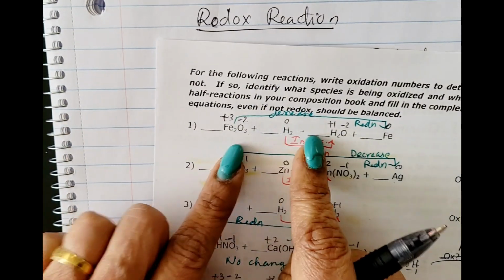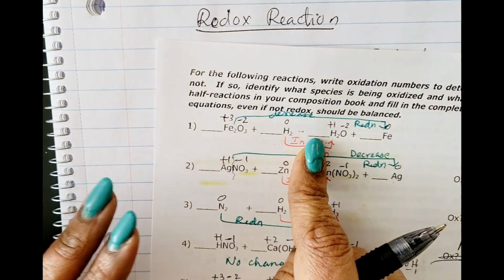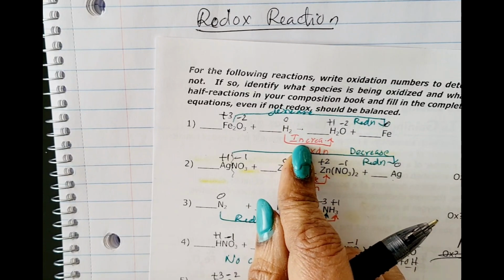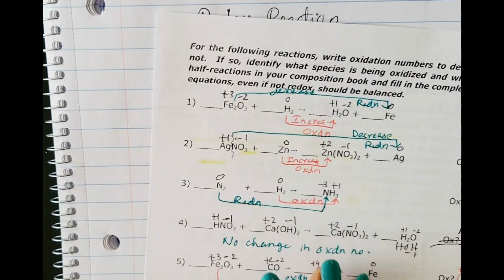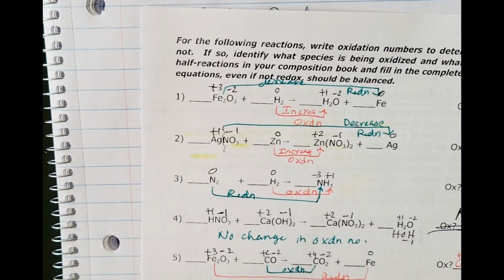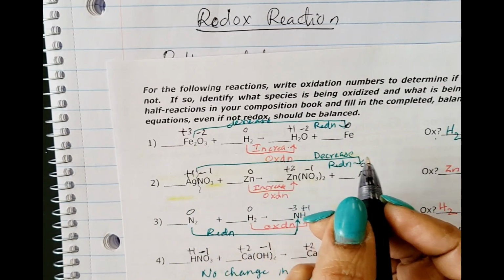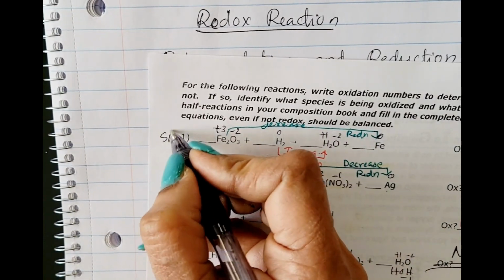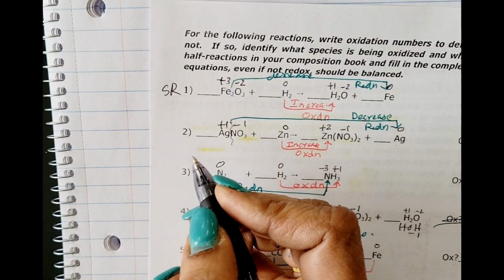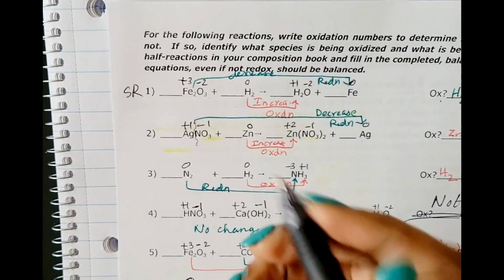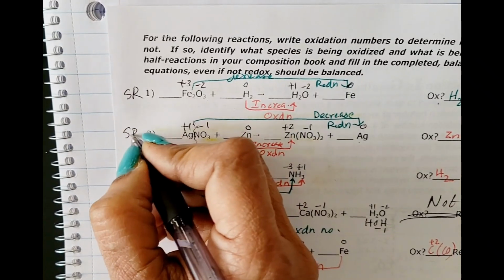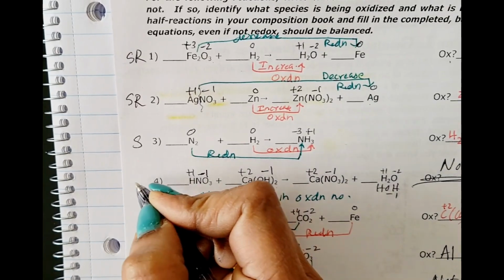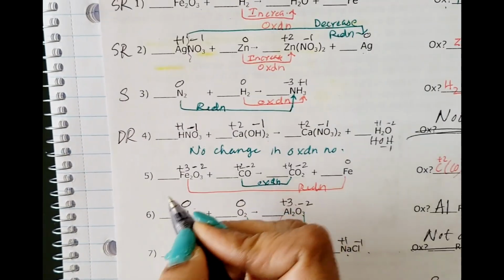Okay, question. What type of reaction is this? We learned 5 different types of reaction. What are the 5 different types we learned? Synthesis, decomposition, single, double, combustion. Okay, what type of reaction is this? Single replacement. Okay, next one. Single. Next one. Synthesis. Next one. Double.